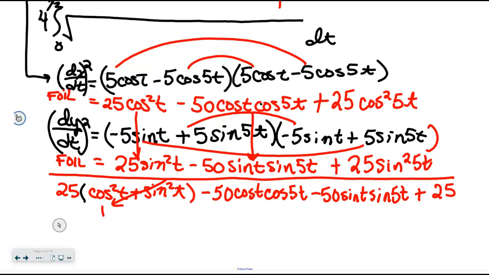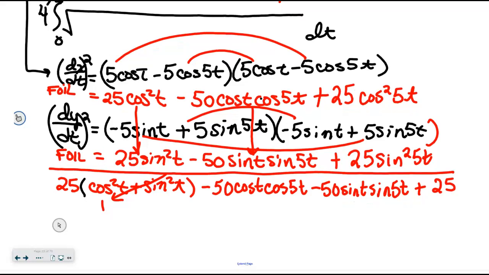That it's actually 25 times cosine squared 5t plus sine squared 5t. But, all right, let's clean it up. I have the 25 from the front end, the 25 from the back end, correct? So I have 50 from those two, and then minus 50 cosine t cosine 5t.